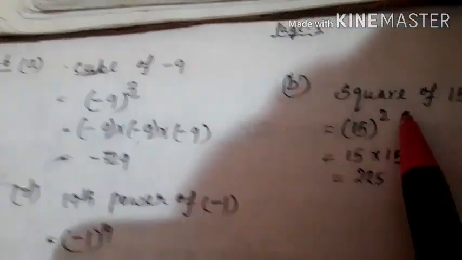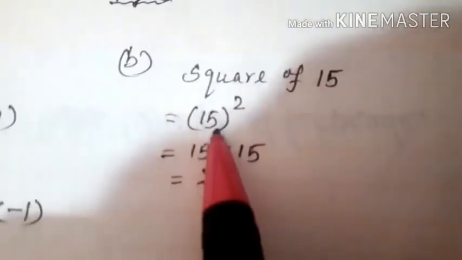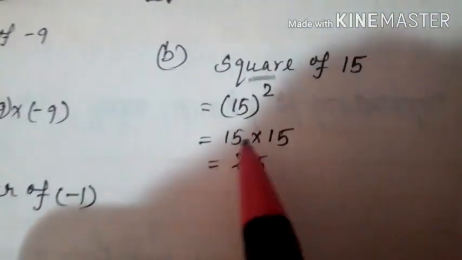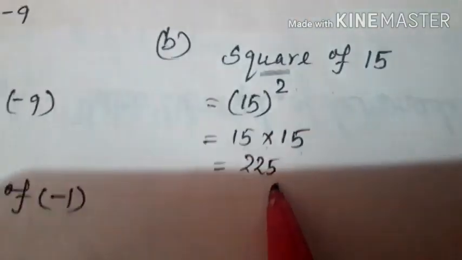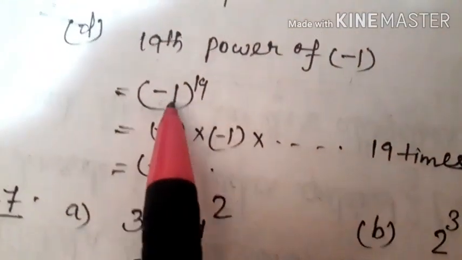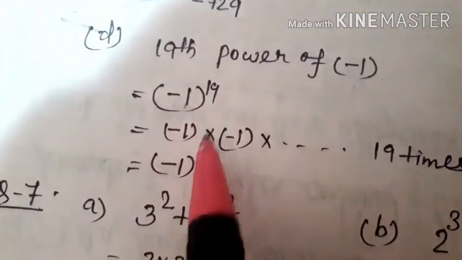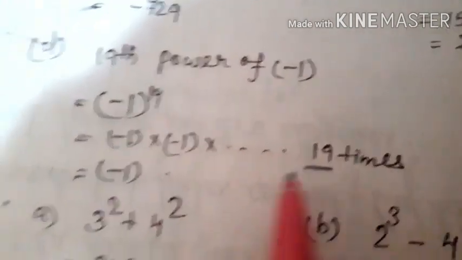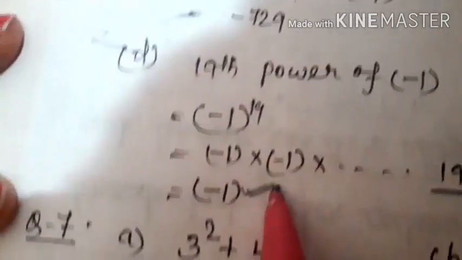Then B, square of 15. 15 square means power 2. 15 into 15, 225. Then 19th power of minus 1. You see minus 1 to the power 19. Minus 1 into minus 1, 19 times. This is an odd number. Okay, what is its value? Minus 1.